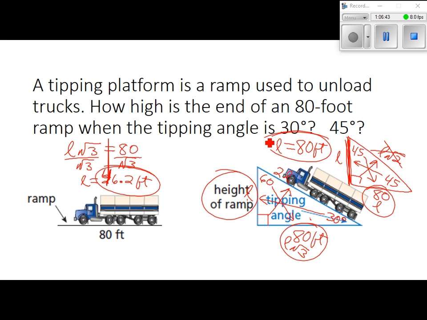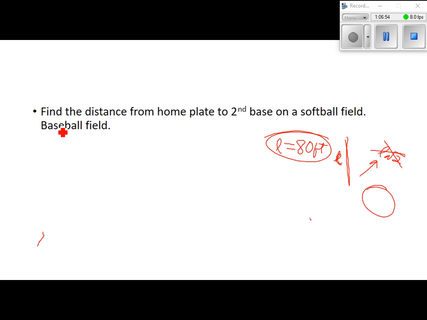You'll probably never see a 45, 45, 90 tipping angle there. What would happen to the truck if it's going up a 45-degree angle? Oh, but it's gotta go. That would be very good.